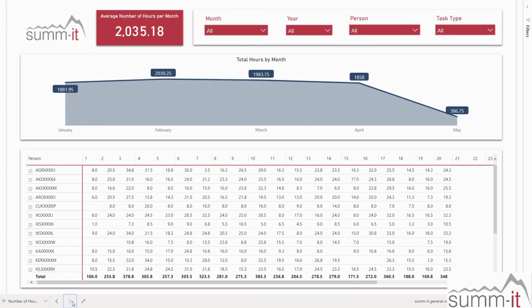The last page contains two visuals, an area chart and a table. In the first visual we have the number of hours by month. In the table, more detailed data is presented, like the number of hours by person and per day.